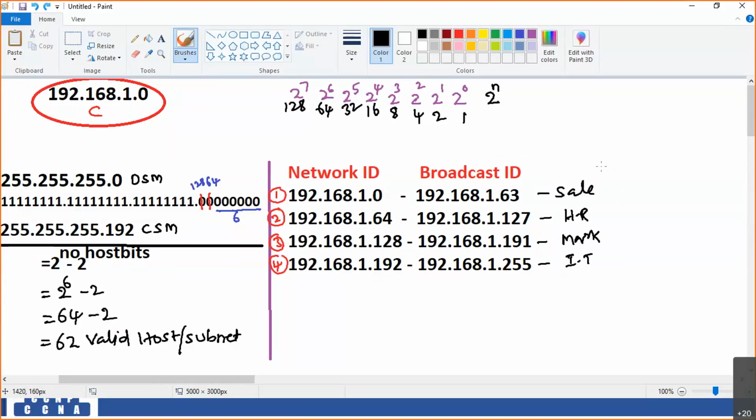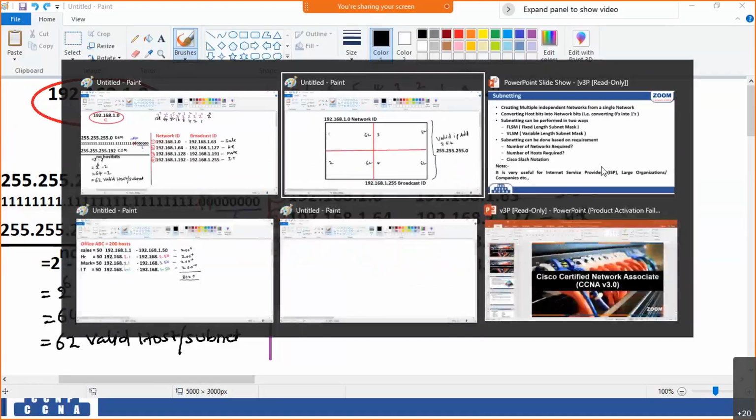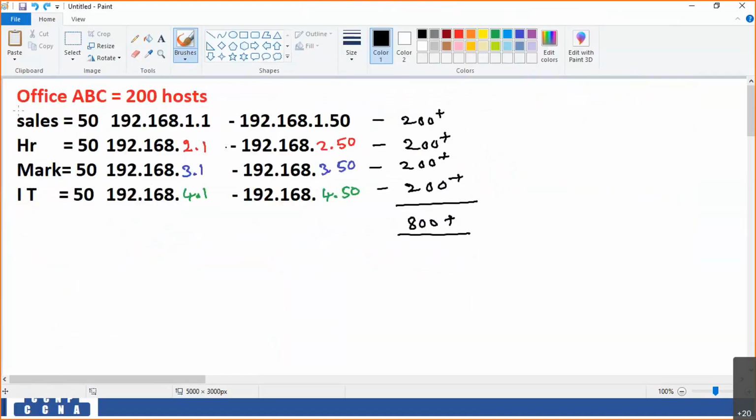Subnetworks. Yes, different subnetworks. But they're in different subnets. So here, HR department, sales, marketing, IT, they are in different networks, like 1 dot network, 2 dot network, 3 dot network, 4 dot network. They don't communicate. But a lot of IPs are wasted, 800 IP addresses.